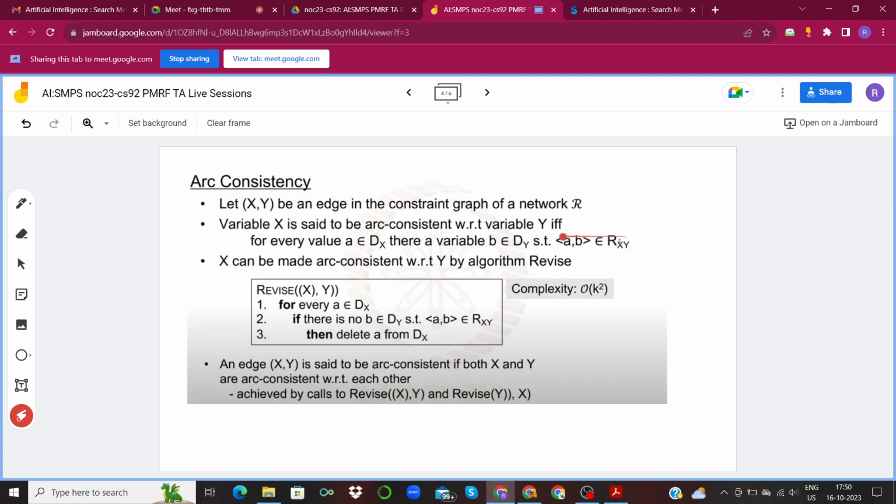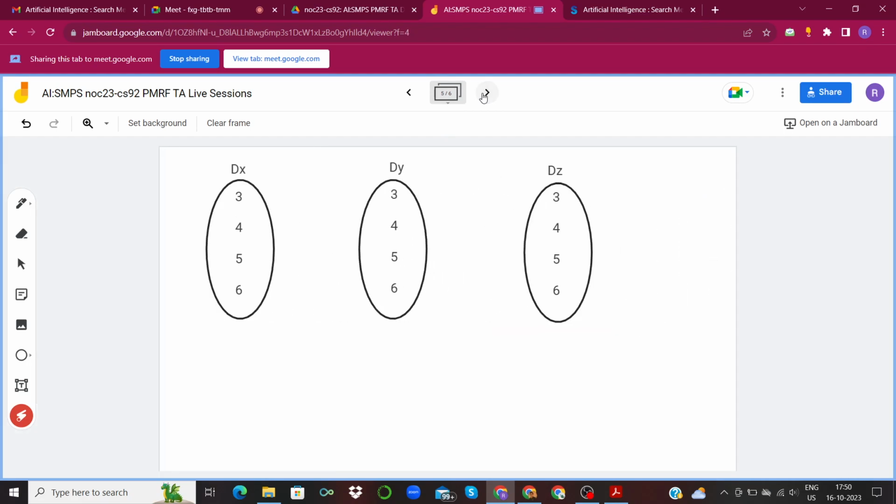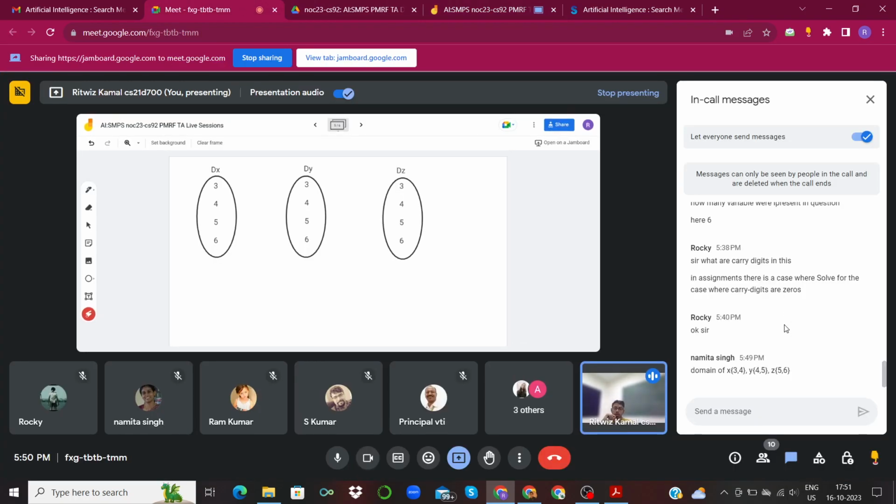Okay, and we can use revise x comma y in one direction and revise y comma x in another direction to achieve this arc consistency. So this is a snippet from the video lectures, but to make this example more concrete, we can start by making a mapping diagram. We can draw the domain of each of these variables, and to begin with, each of these domains will have all the numbers.